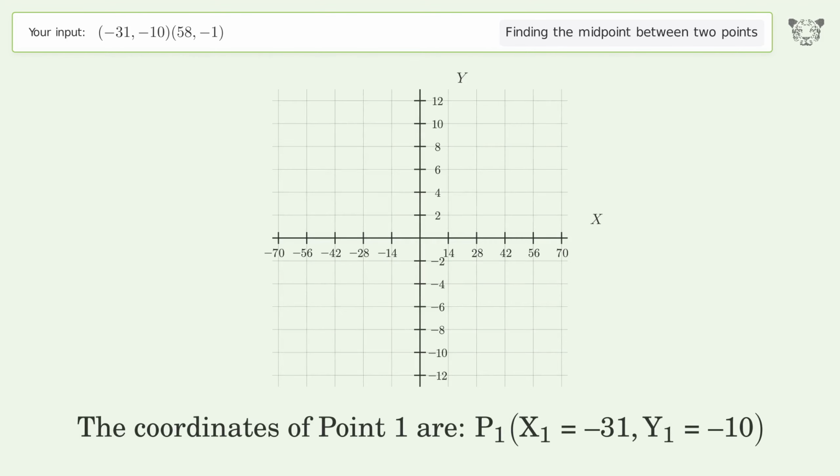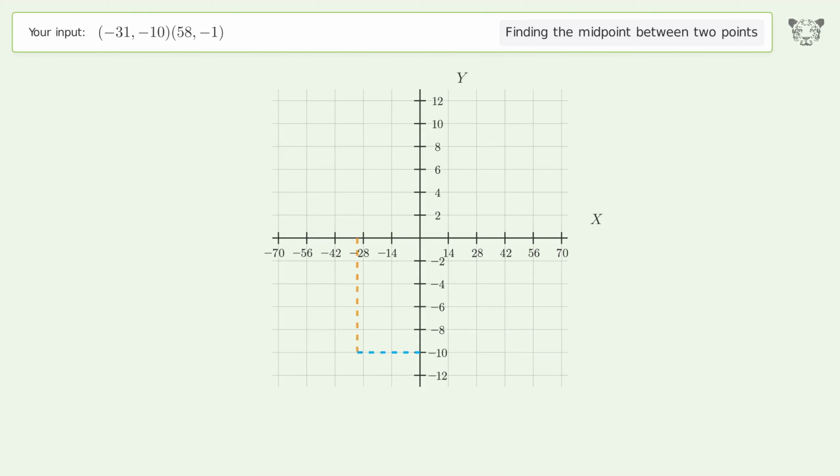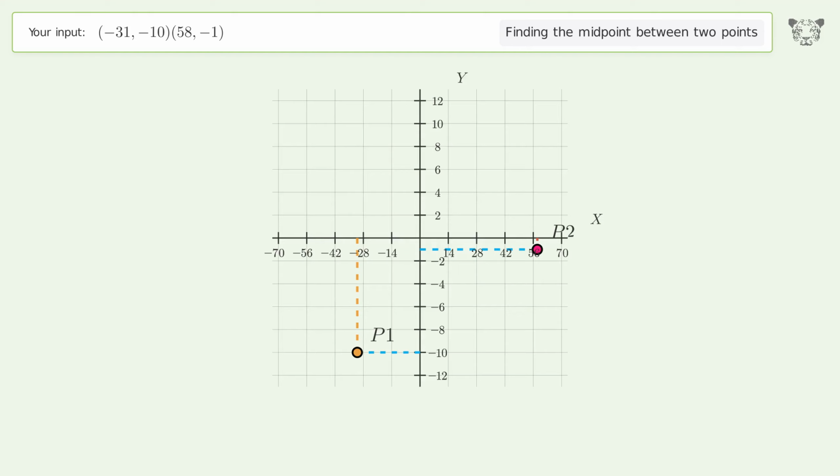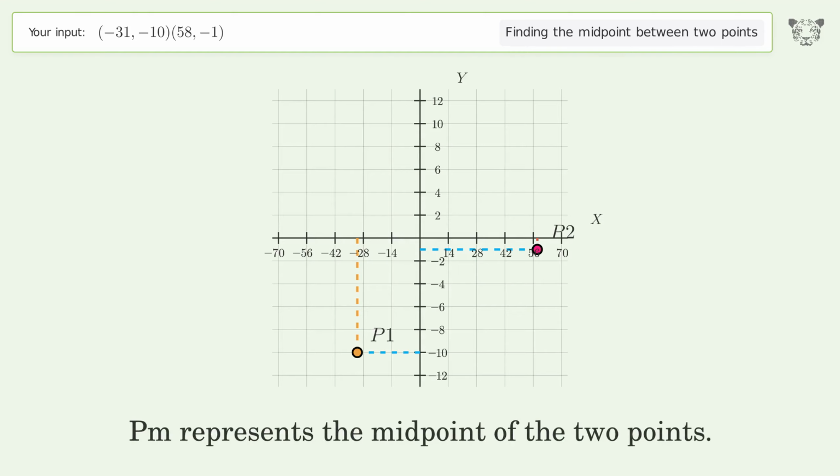The coordinates of point 1 are, x1 equals negative 31, y1 equals negative 10. The coordinates of point 2 are, x2 equals 58, y2 equals negative 1. PM represents the midpoint of the 2 points.